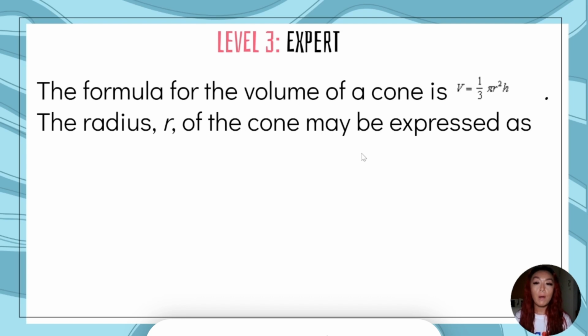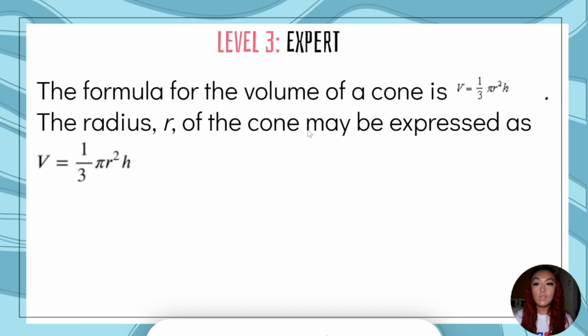Here's a Level 3 problem. The formula for the volume of a cone is V equals 1/3 pi r squared h. The radius r of the cone may be expressed as... So in this question, they want us to solve for r. They want us to isolate r here. So let's rewrite our equation.